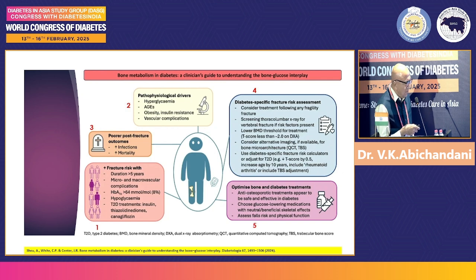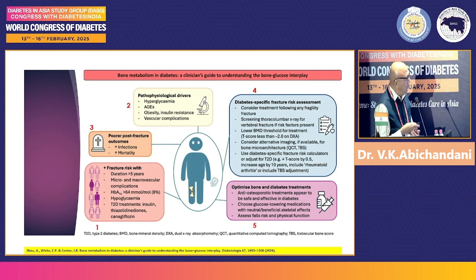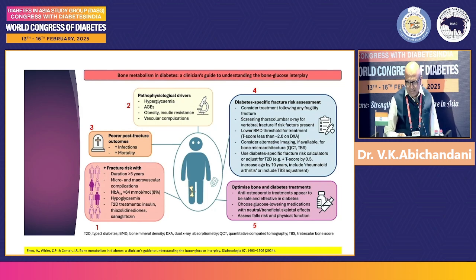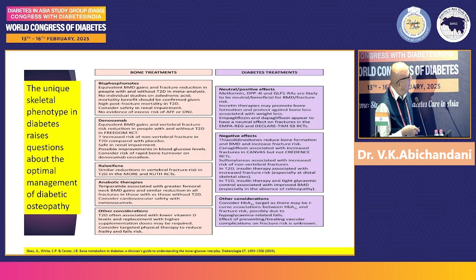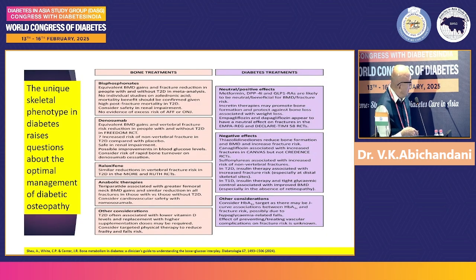So anti-osteoporotic treatment in general is considered safe for most of the elderly persons with diabetes, but we need to be choosy about the medicines that we use for addressing hyperglycemia. I think we can pick on some of the neutral or bone-friendly anti-hyperglycemics. So, bone treatment including bisphosphonates, denosumab, raloxifene, anabolic therapies, and others, they are all very safe for both persons with diabetes and those without.